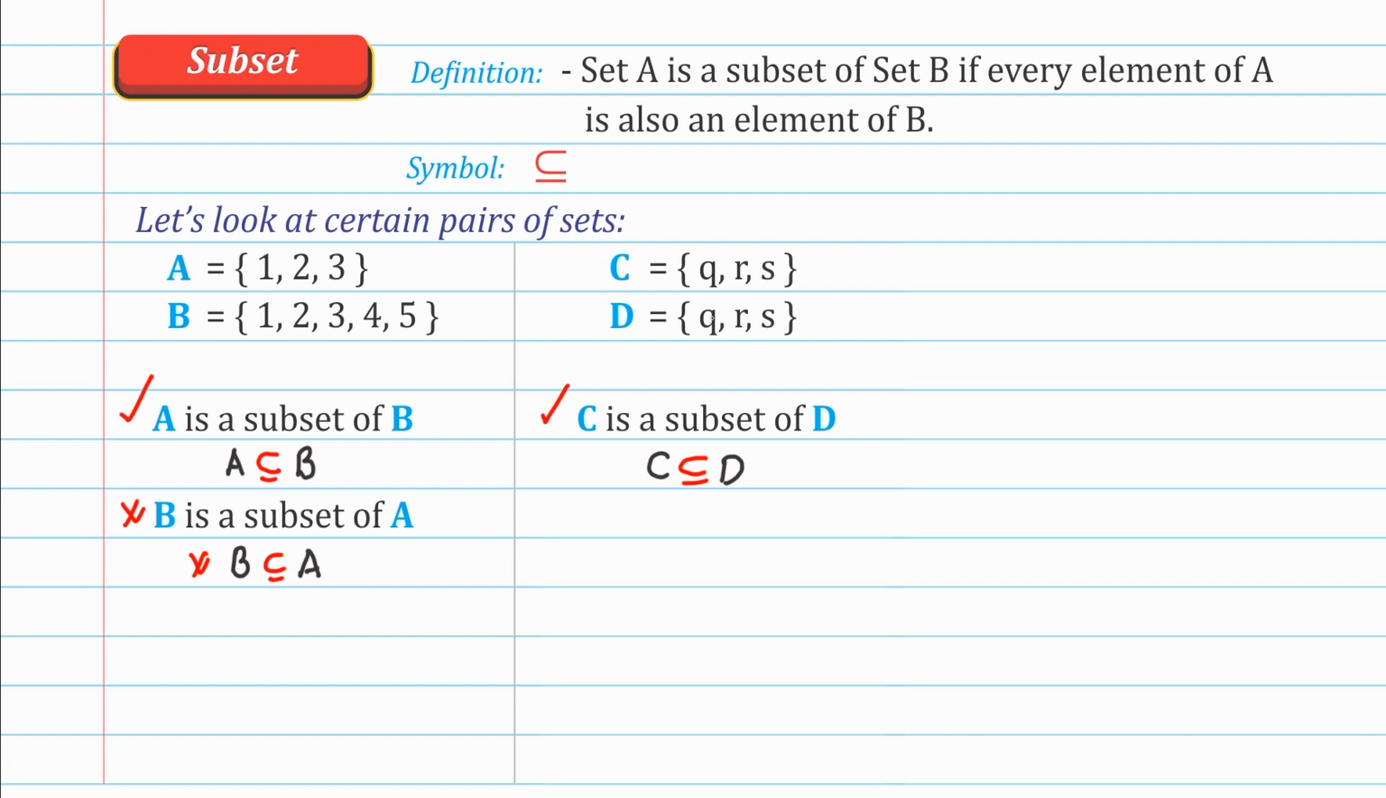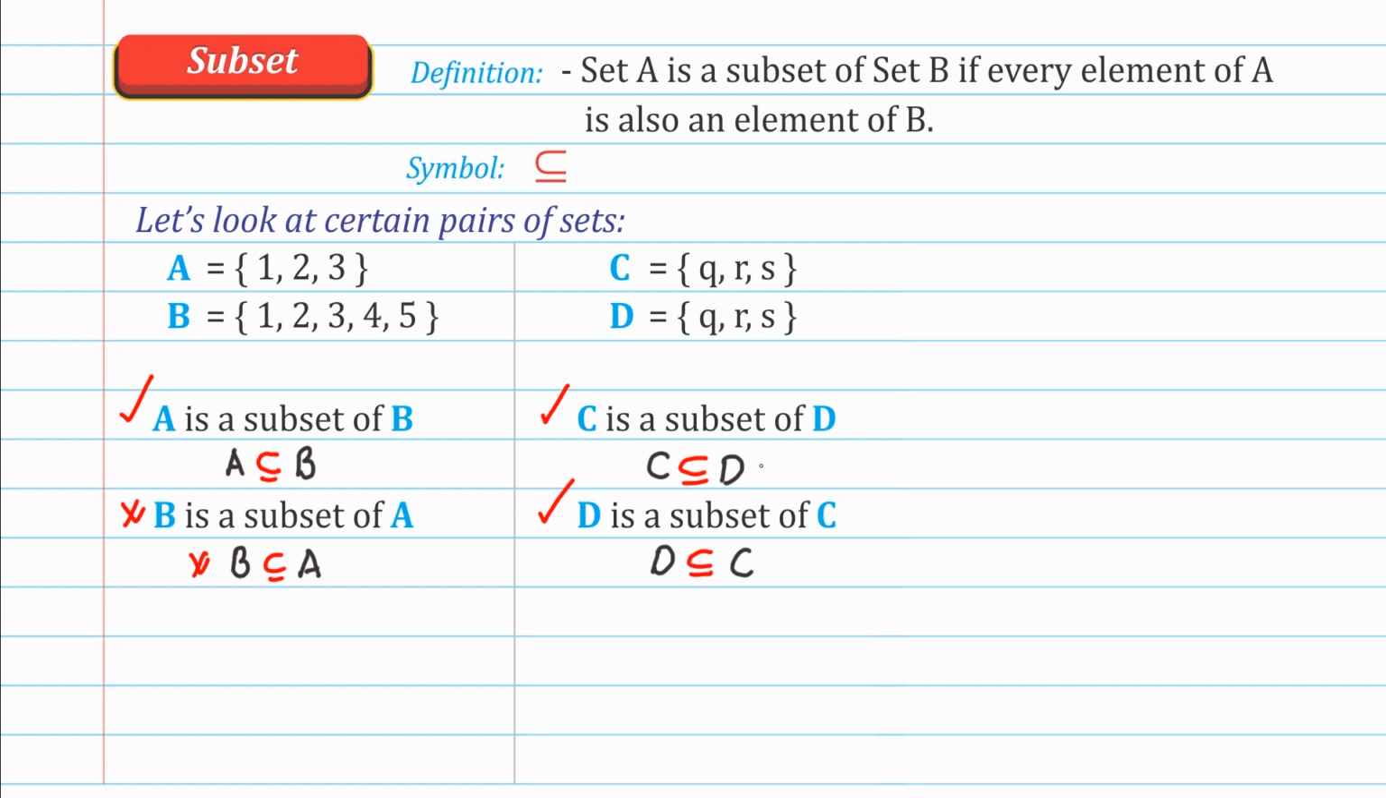How about in our second pair? Check. Is D a subset of C? Let's see. Q, is that also part of C? Yes, it is. The second element of D, R, is also a part of C. S is also a part of C. That means every element of D is also in C. Therefore, can we say that D is a subset of C? Yes, it is. We can write that in mathematical form as D is a subset of C.